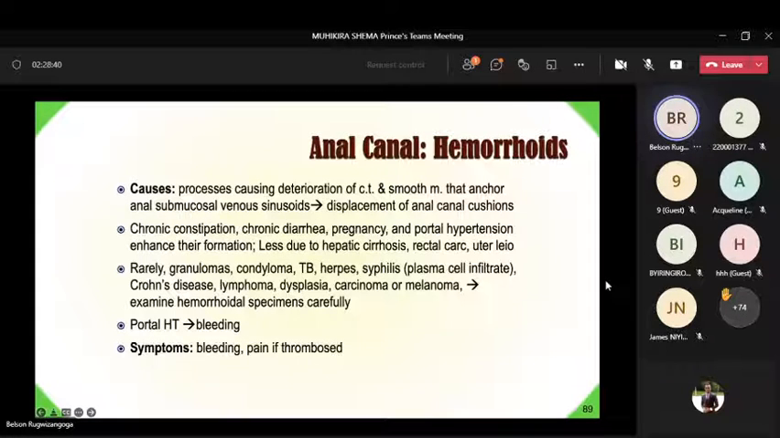Portal hypertension usually will lead to the bleeding of these hemorrhoids. So symptoms here may be bleeding and pain if these veins are thrombosed. And usually this is what brings the patient to come to the health facility.